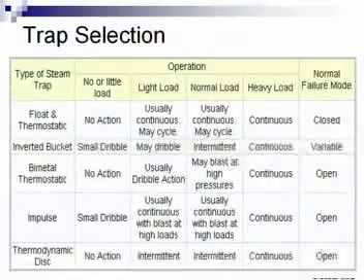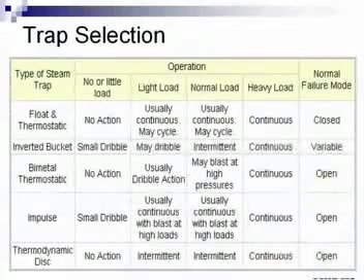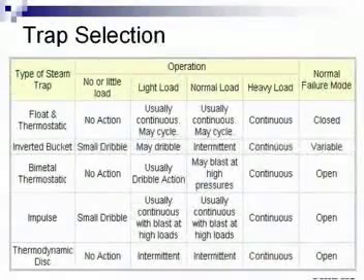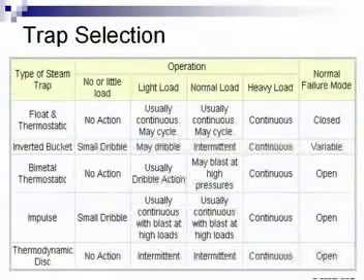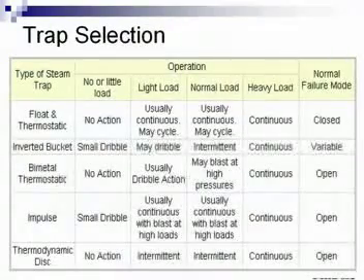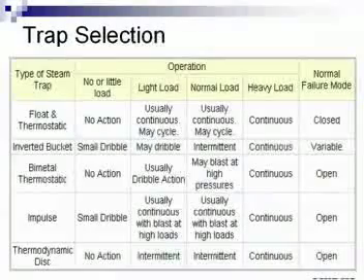And when we talk about load, we're talking about the amount of condensate that the trap is sized to remove from your steam system. Basically, a floating thermostatic would have no action on low load. On light load, it would have usually continuous and may cycle some. On a normal load, it'll be usually continuous and may cycle. On heavy loads, it'd be continuous. And a normal failure mode for a trap like that may be in a closed position because the valve is at the bottom. Notice there's inverted buckets, bimetallic, and impulse. All of these traps have specific operating conditions and fit specifically in your system.